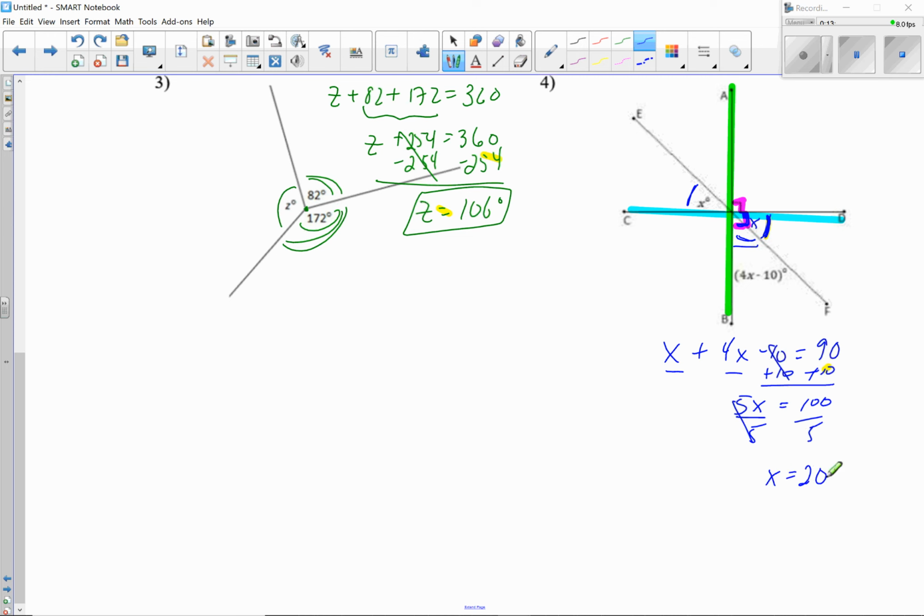So that's the value of x. x is 20 degrees, which means this angle is 20 degrees. That's one of your answers. And if I plug this one in over here, 4 times 20 is 80, minus 10, so that means this one over here is going to be 70. And that makes sense because 70 plus 20 has to give me 90 degrees, because they're complementary.